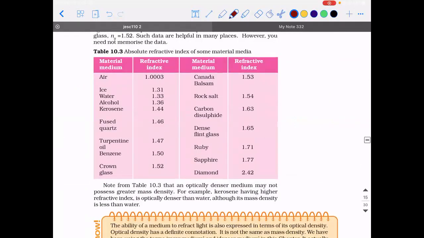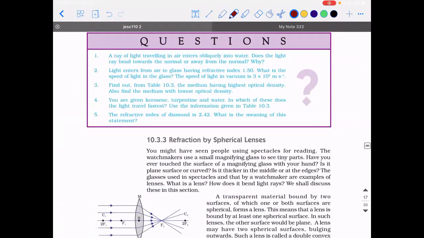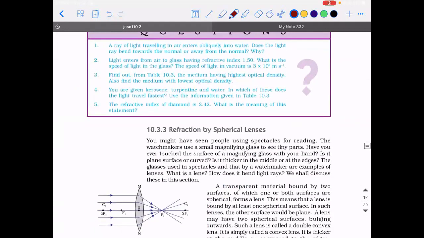Next, certain refractive indices are given here. You need not memorize any of them. We'll try to answer this question before winding up the session. There is a ray of light which is traveling in air, enters obliquely, obliquely means hitting at a certain angle, into water. Does the light ray bend towards the normal or away from the normal? Why? There is a boundary. Light is entering from air to water medium. Is it going to bend towards the normal or away from the normal?